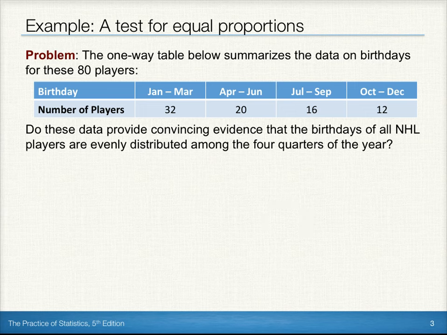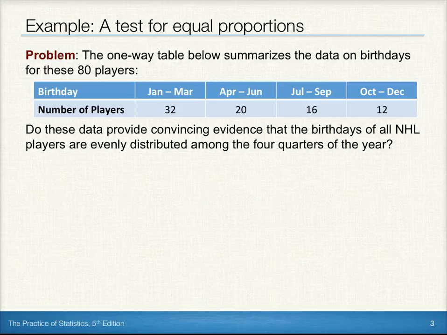Now, do these data provide convincing evidence that the birthdays of all NHL players are evenly distributed among the 4 quarters of the year? Well, if they were, we would probably expect to see an equal number of birthdays in each of those 4 quarters. Obviously, we don't see that here, so we'll have to perform a hypothesis test to determine whether or not we have equal proportions.